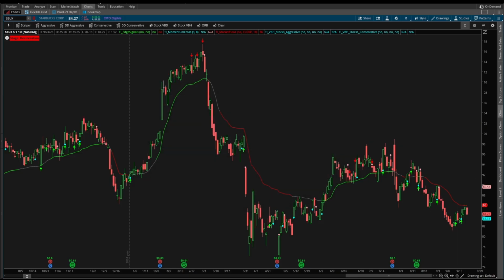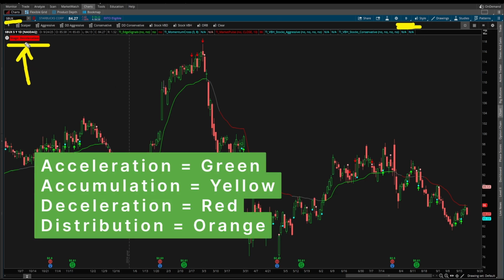The market pulse tells us very clearly what market stage this particular underlying is in. So for example, for Starbucks, we can see on the daily time frame chart, the current market stage is a market stage of deceleration. You see that with this red label.